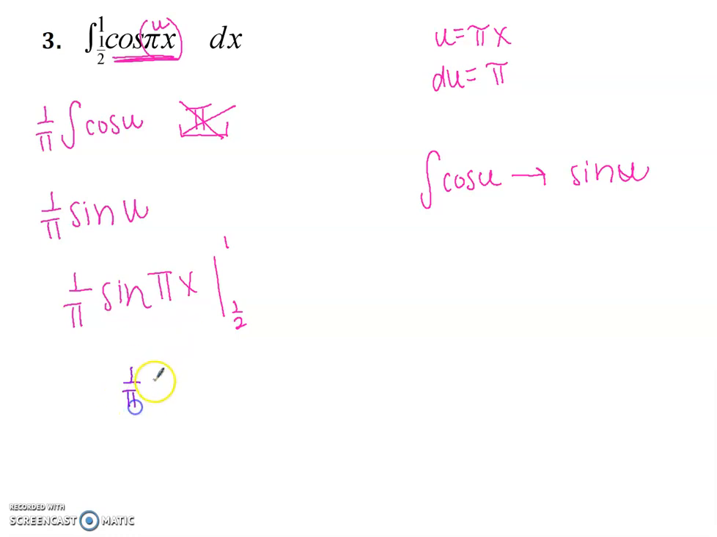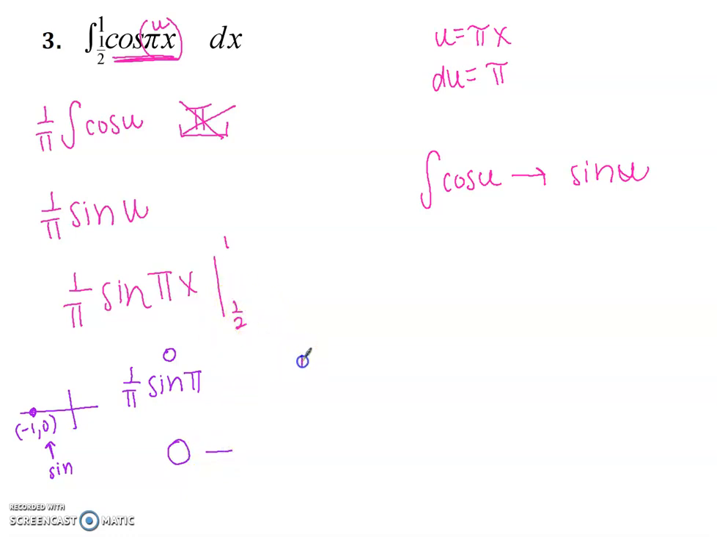So for the first one, I'll have 1 over pi times sine of pi times 1. So that's just pi. Okay. So we need to evaluate this part first. So pi is on the left. So that ordered pair would be left 1. So x is -1, y is 0. And remember, the y coordinate is always our sine value. So this part is going to turn into 0. So 1 over pi times 0 is just 0.